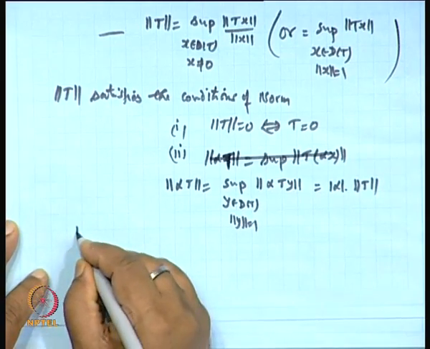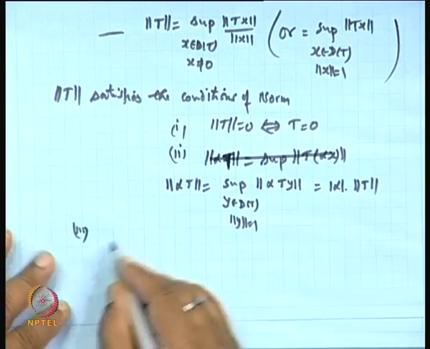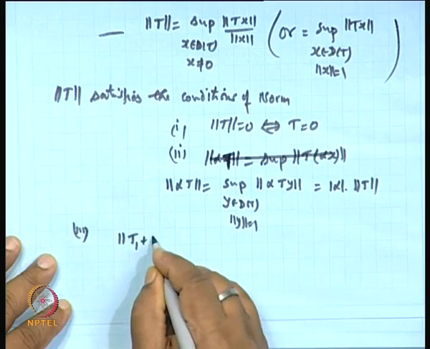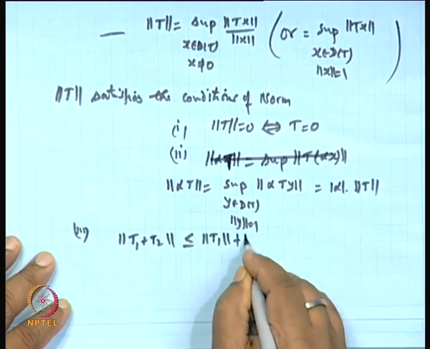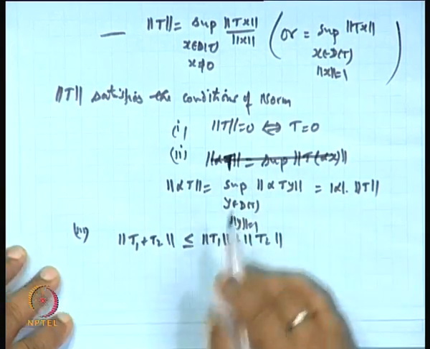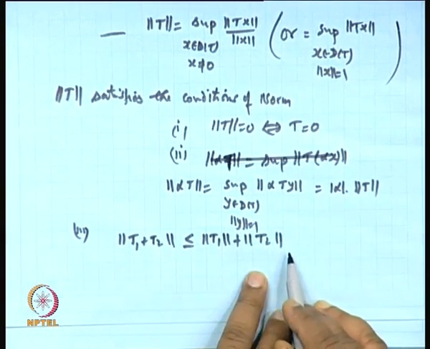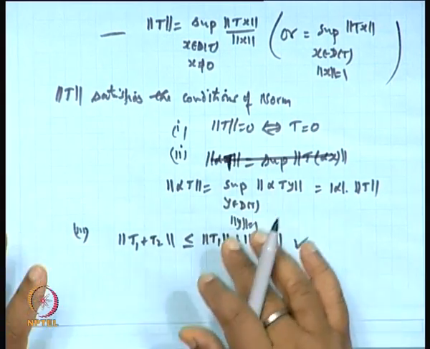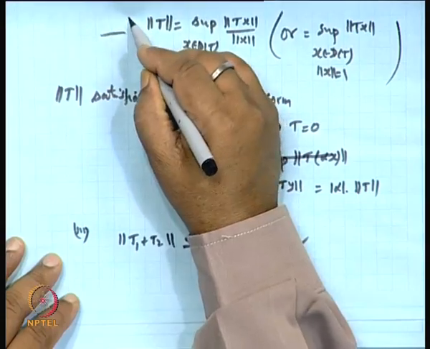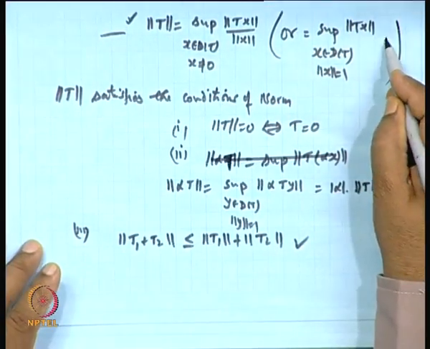Similarly, the third condition one can prove: norm of T1 plus T2 is less than or equal to norm of T1 plus norm of T2, because the supremum of the sum is less than or equal to the sum of the supremums. So, this can be verified. Therefore, all three conditions are satisfied and this gives a norm.